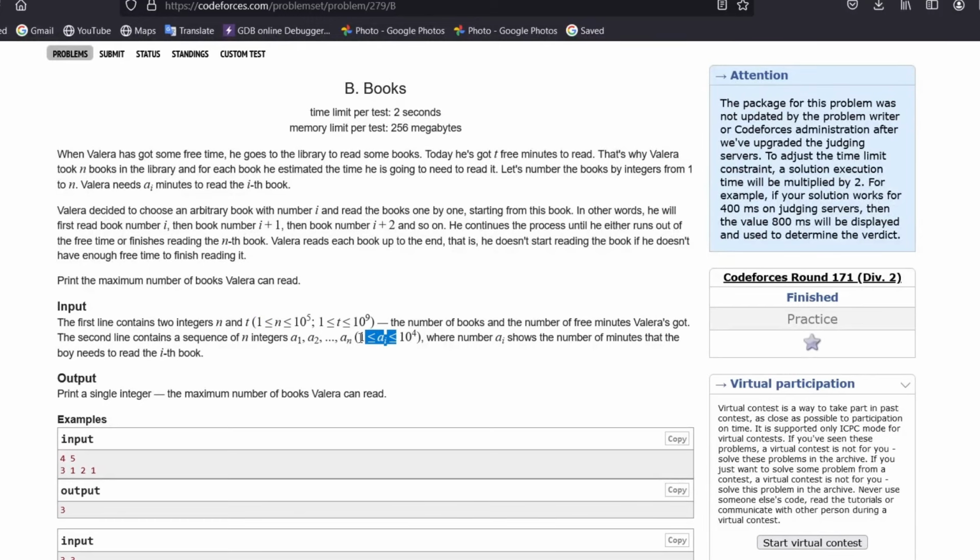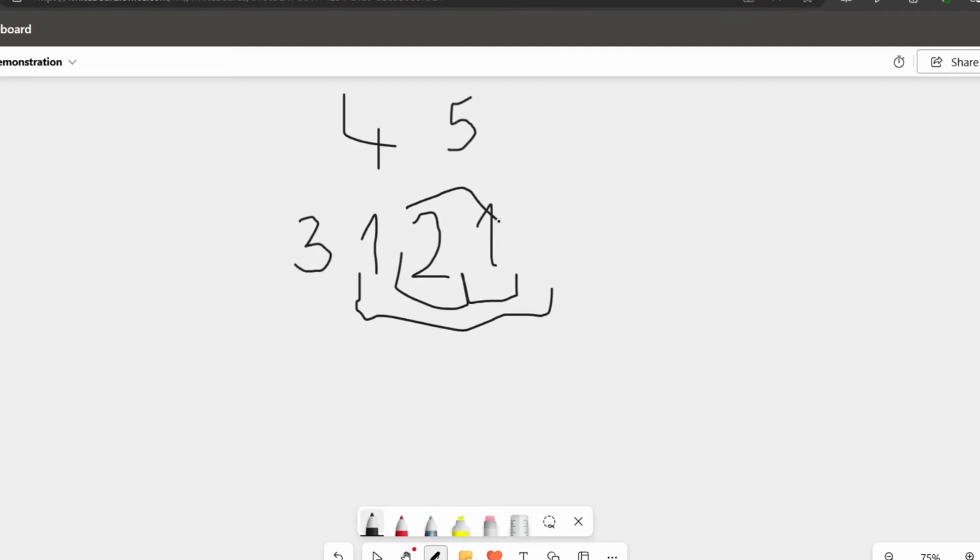our a of i will always be 1 or more. So that basically means that this subarray 2 and 1 is always strictly less than our array 1, 2, and 1. So what we're basically doing here is this repetitive algorithm for no reason, because we can't think of anything else. However, there is one thing.